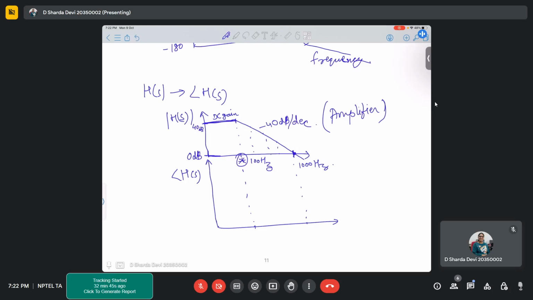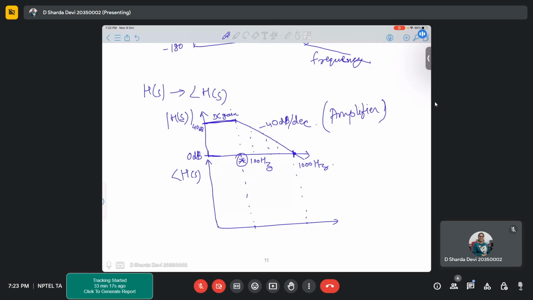And at exactly 1000 hertz, what will happen? 0 dB gain. That means unity gain. Unity gain means whatever is the amplitude of your input, your output will have the same amplitude. So there is no amplification at all. Now, beyond that frequency, what will happen? Your gain is negative. Negative means less than 1. And what does a gain less than 1 mean? Basically, it is an attenuator.